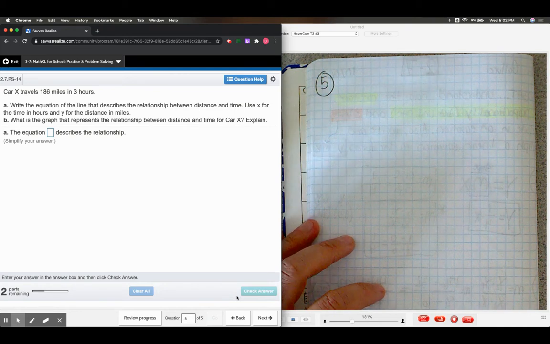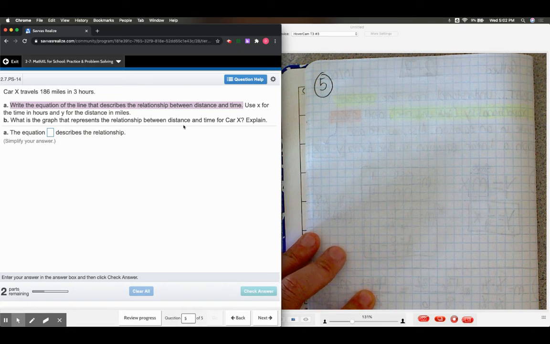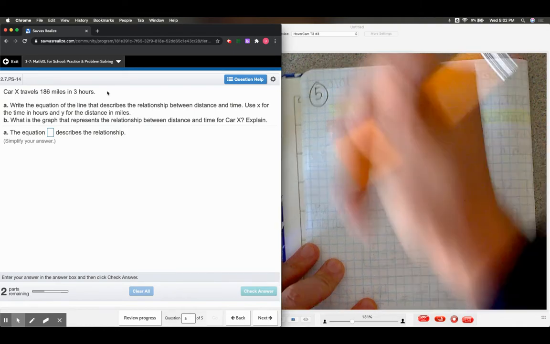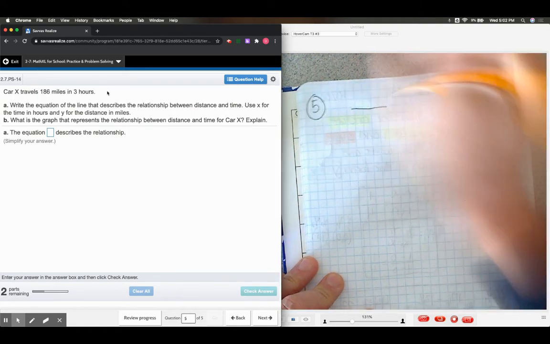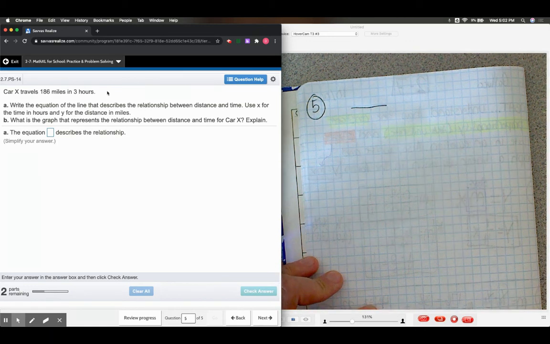We're going to write an equation, same idea. For part A, we're going to write the equation of the line that describes the relationship between the distance and the time. X, if we're picturing a graph, X would be like this. X is the number of time in hours. Y that goes up and down is our distance in miles. And then we're going to say, what does the graph represent between distance and time for car X? Well, we have a very little piece of information. Car X travels 186 miles in 3 hours.